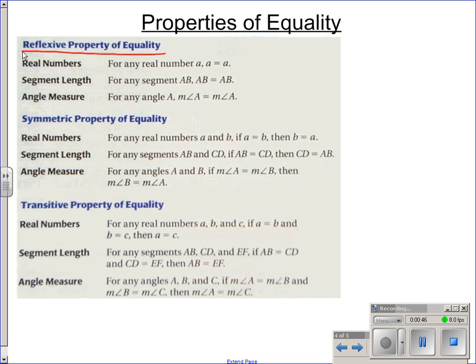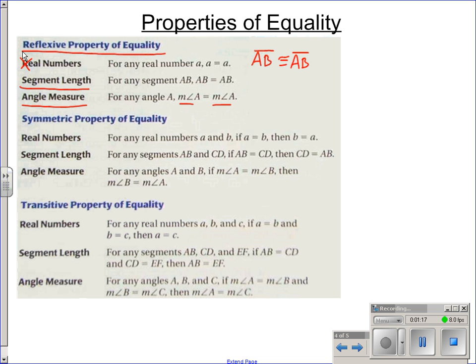So copy this down. You don't really need the real numbers part, but you definitely need these two. And so like it says, reflexive property just means a segment is equal to itself or congruent to itself. In order to make that statement and know it's true, it's the reflexive property of equality. Works the same way with angles. Again, it's kind of a weird thing, but we're going to use it a lot, so please copy it down.